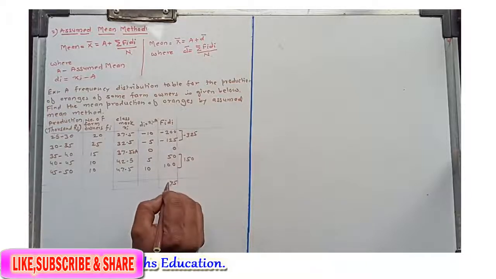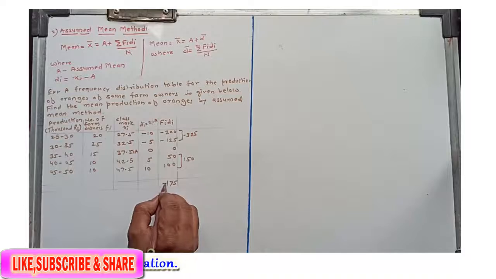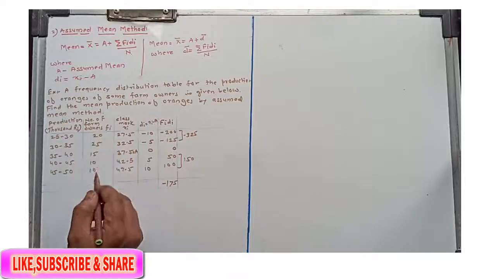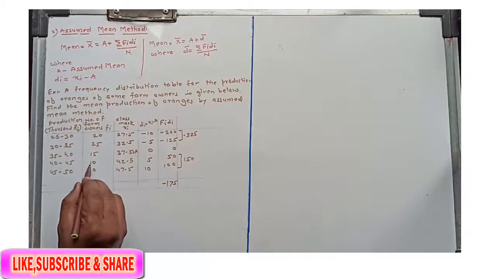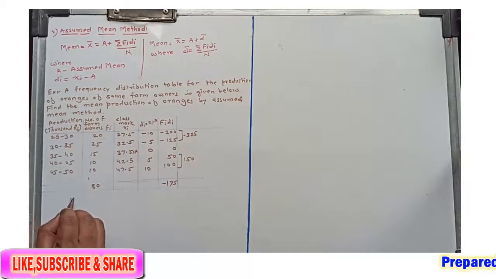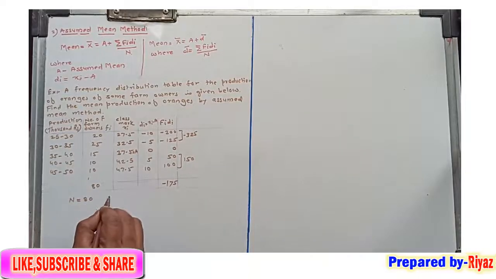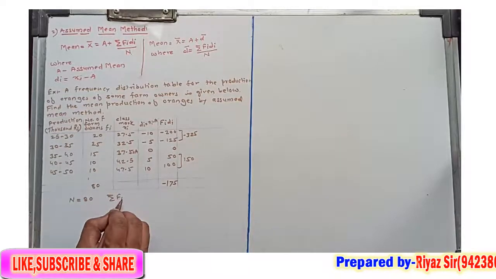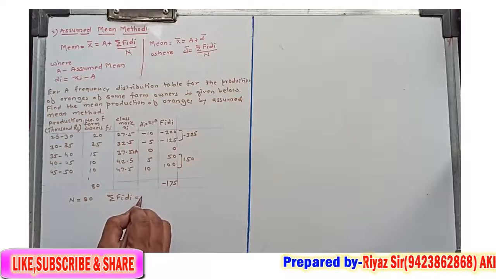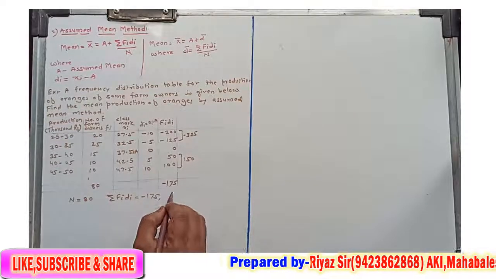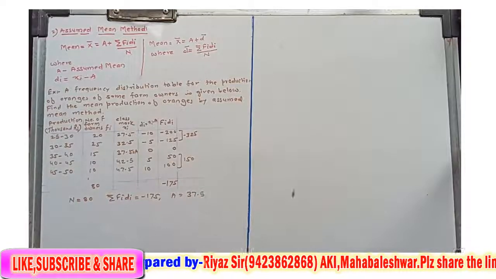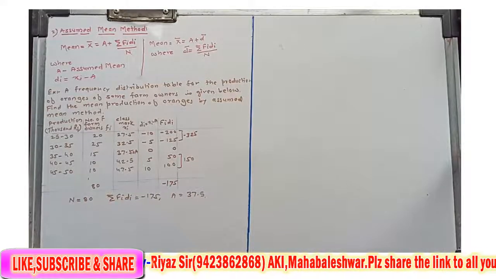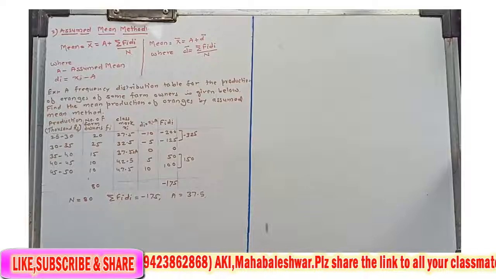And it is 175, minus 175, and the addition of fi is 5 plus 5 is 10, 0, 1 carry, 1 2 3 4 5 6 7 8, that is 80. So here the value for n is 80. Sigma fi di, that value is minus 175, and the value for a we consider as 37.5. Okay, so in this way we complete the table.